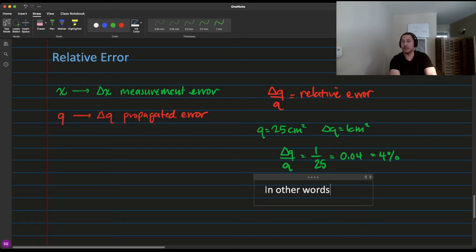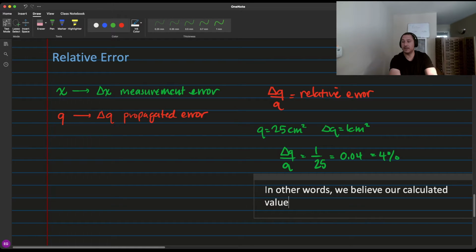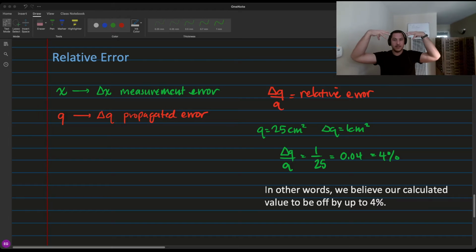In other words, we believe our calculated value to be off by up to 4%, which is not that bad, actually, right? So the relative error gives you an idea of, given the size of the thing you're calculating and how much you think you might be off by, a decent idea in percentage terms as to the amount of error that you're dealing with. So let's do another example of this.